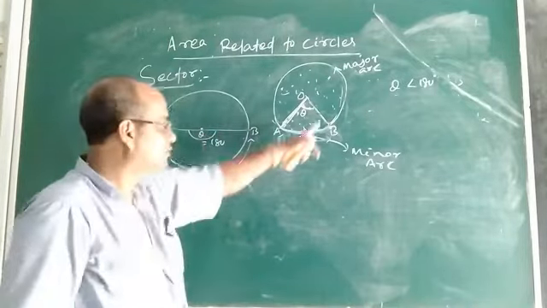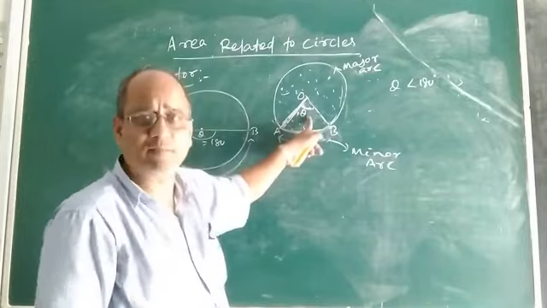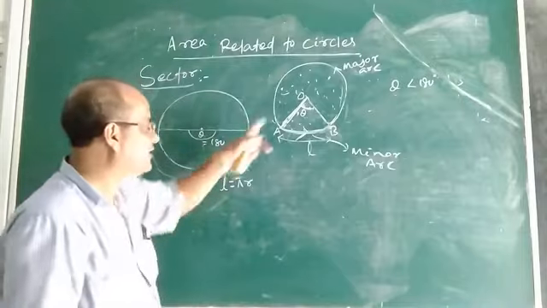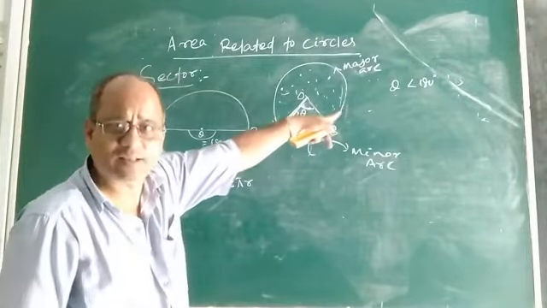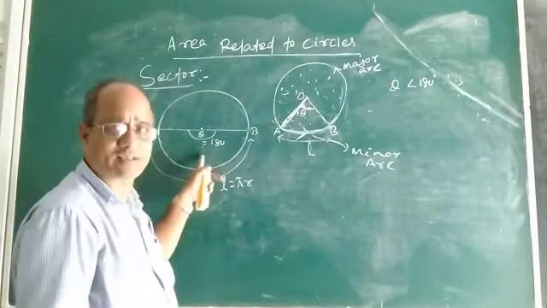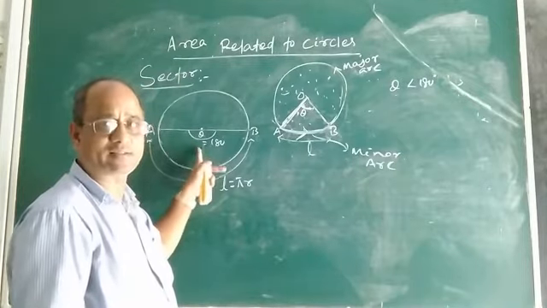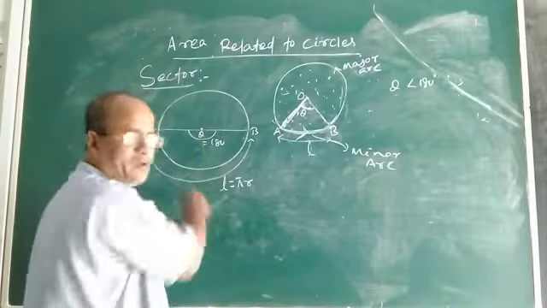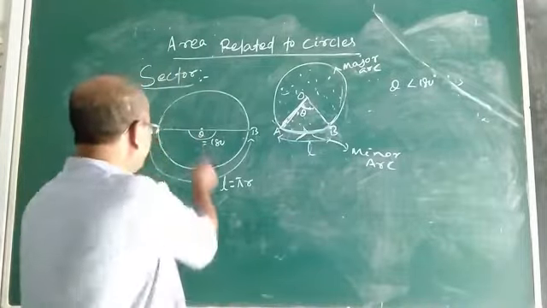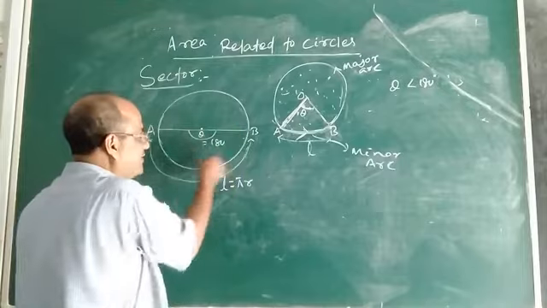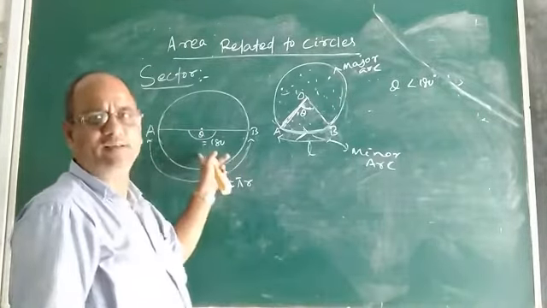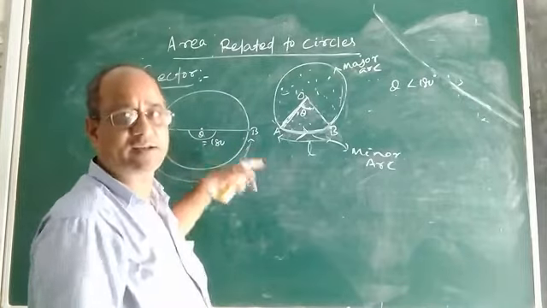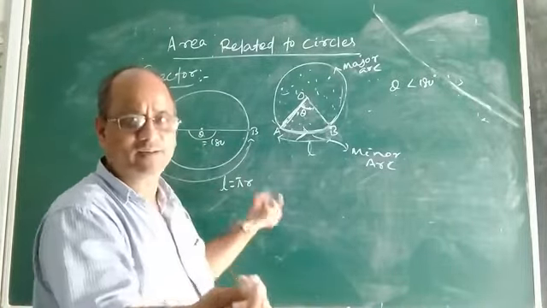What I said here is, if the value of theta increases, then the length of arc will increase. In this figure, theta was less than 180, but in this figure, is theta less than 180? No. The sector angle or the central angle has now become equal to 180 degree. So when theta becomes 180 degree, the sector is nothing but a semicircle.